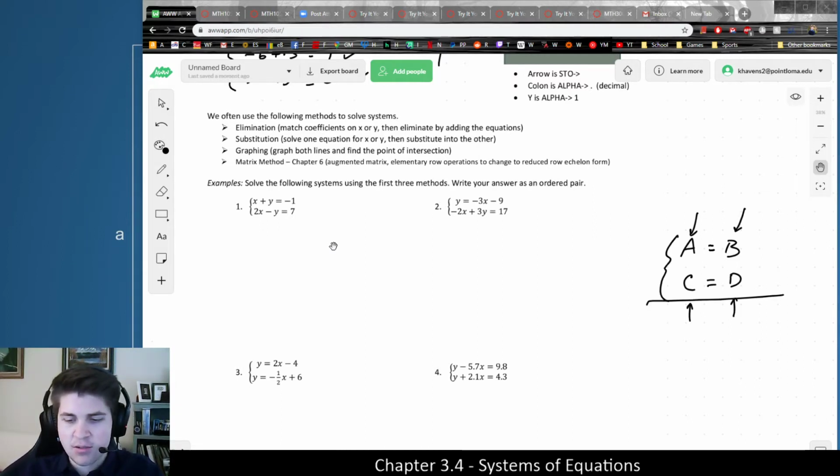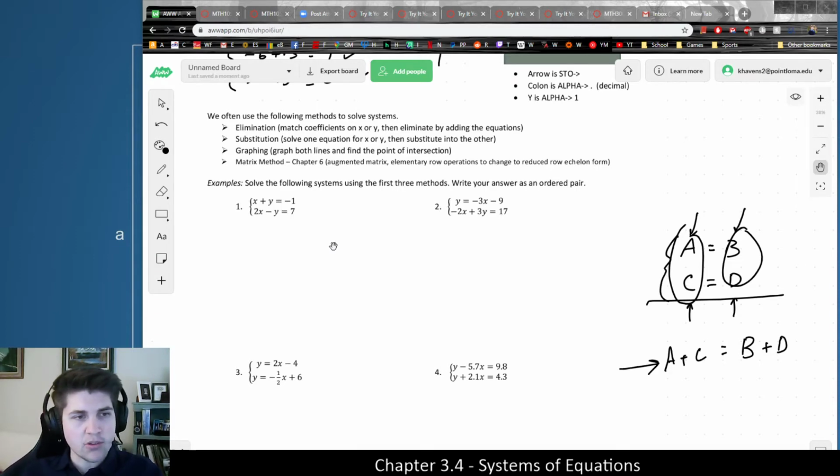If I actually add those things together on both sides, which is how elimination works, I'm going to add the two left-hand sides together, a plus c, and I'm going to add the two right-hand sides together, b plus d. What I would get is another new equation that also must be true.